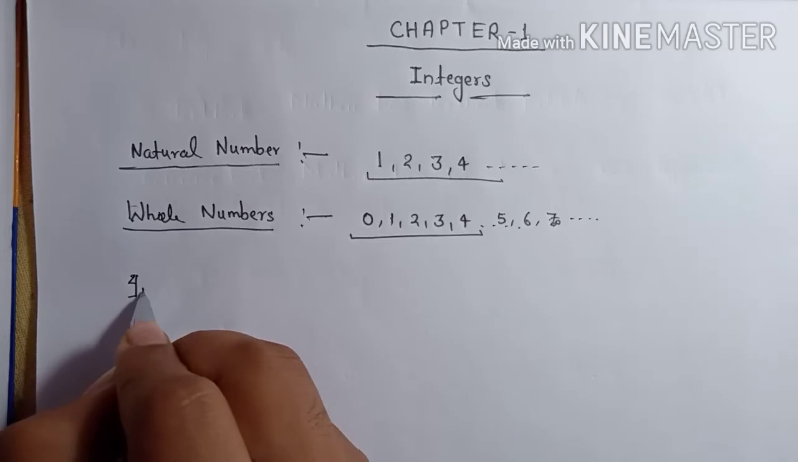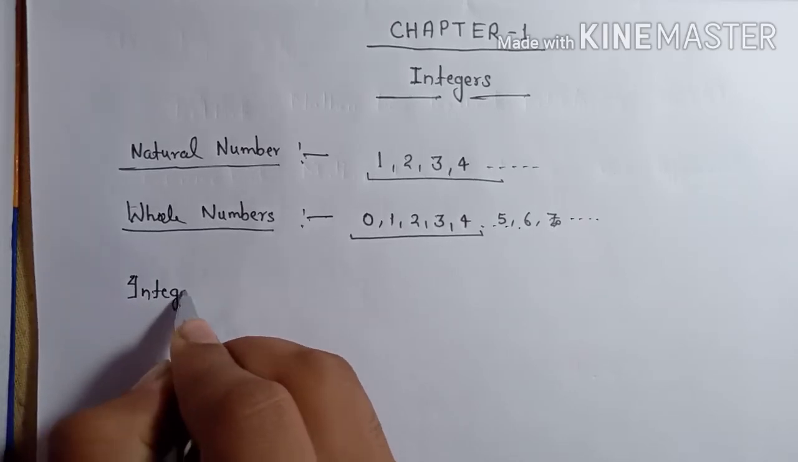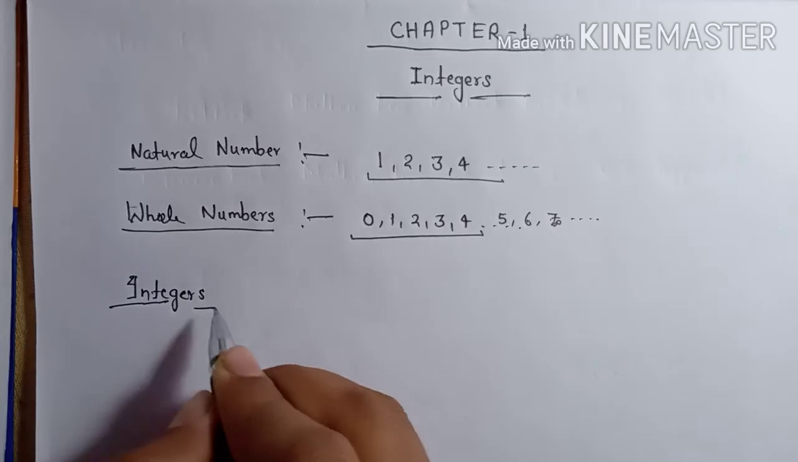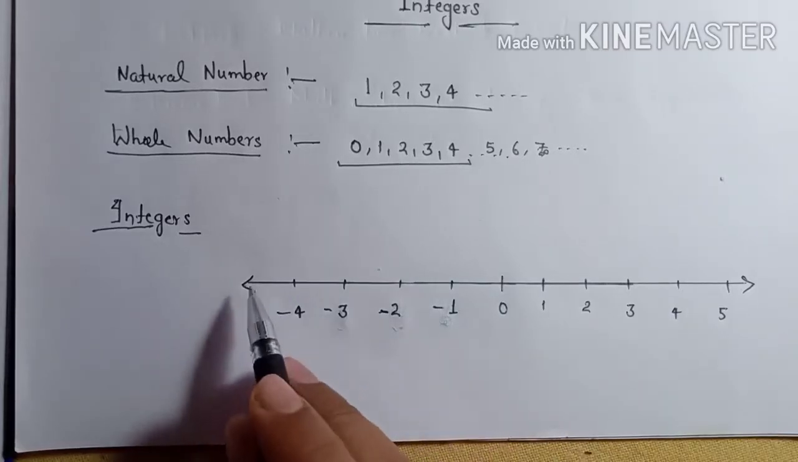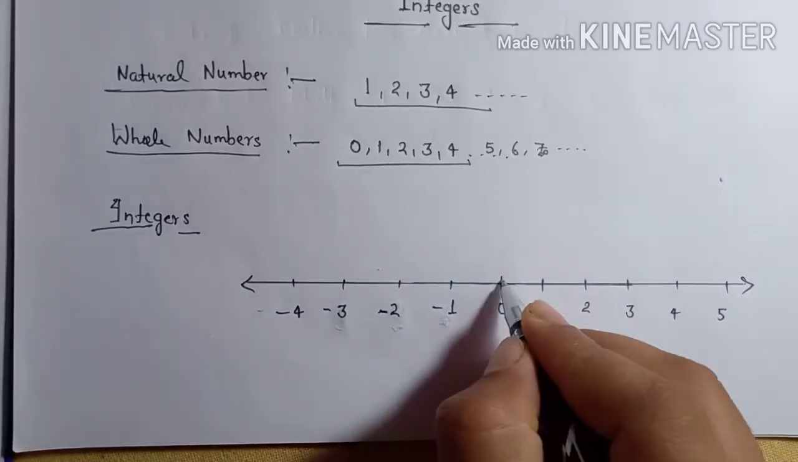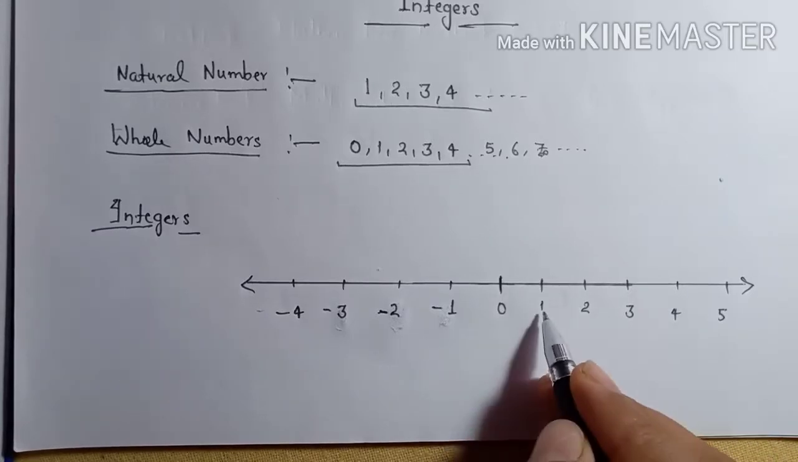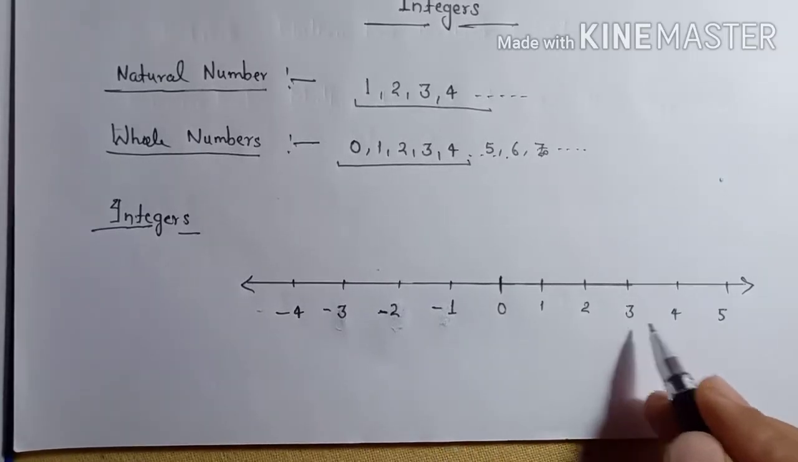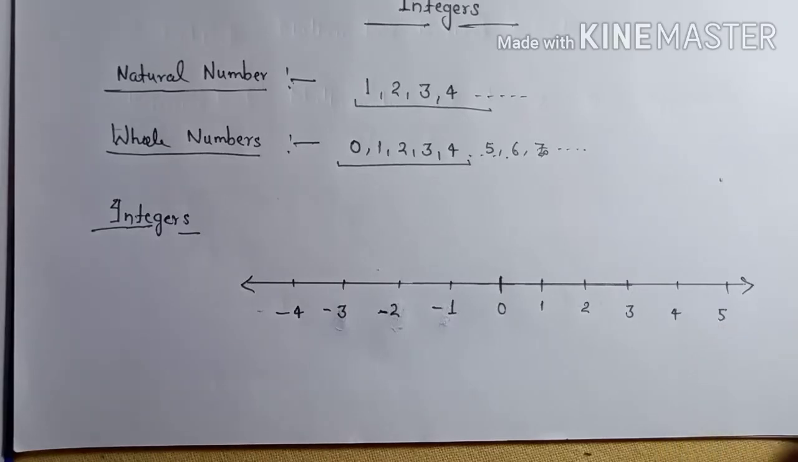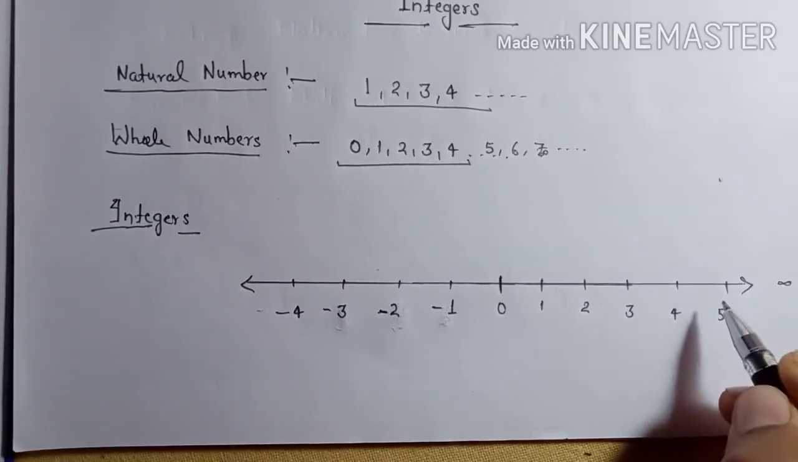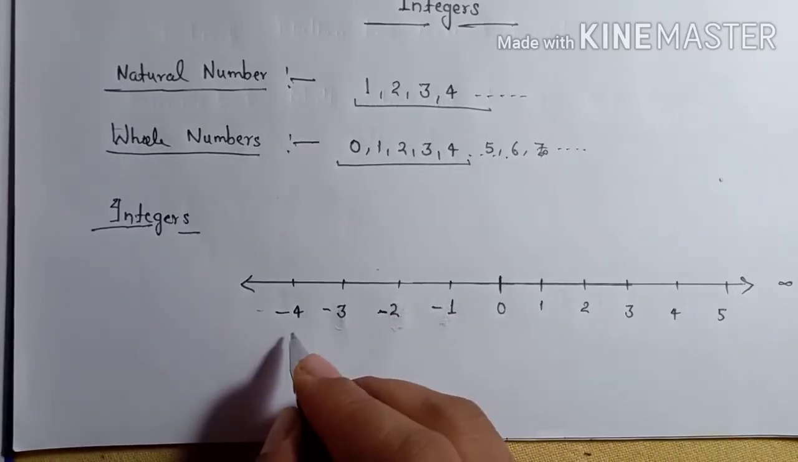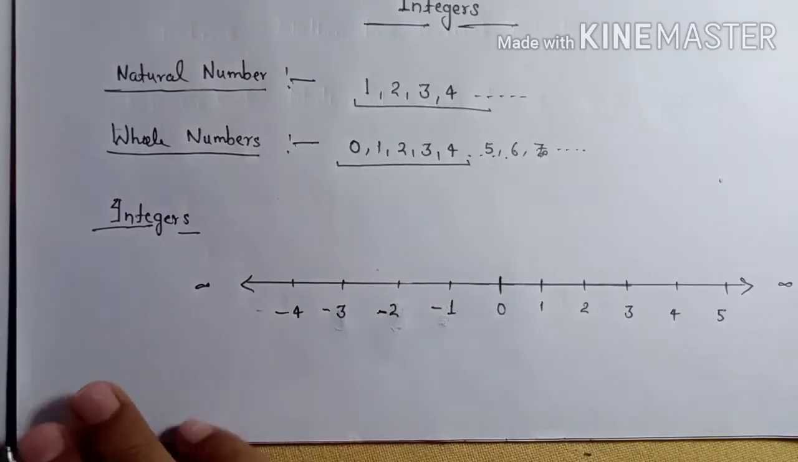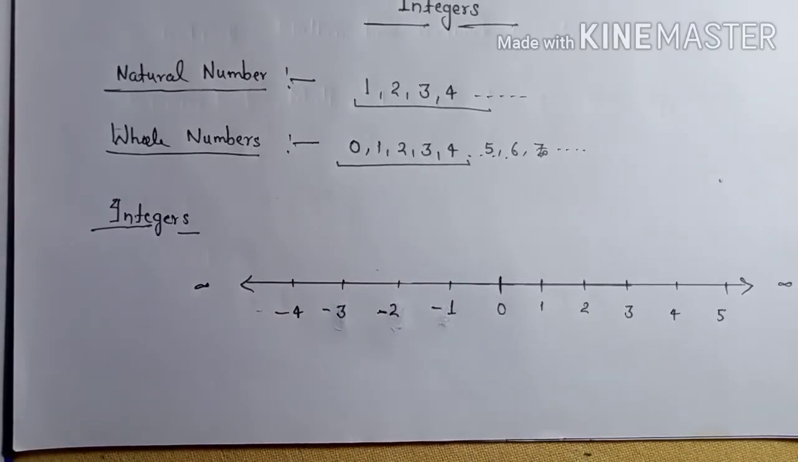Then you write here integers. Do one thing, represent these numbers on a number line first. Now there is a number line, from here to here. This is 0. This is plus 1, plus 2, plus 3, plus 4, plus 5 and so on up to infinite. It means a lot of numbers are there. And here minus 1, minus 2, minus 3, minus 4 and so on up to infinite. So these numbers are written here. In class 6, you have prepared these lines.